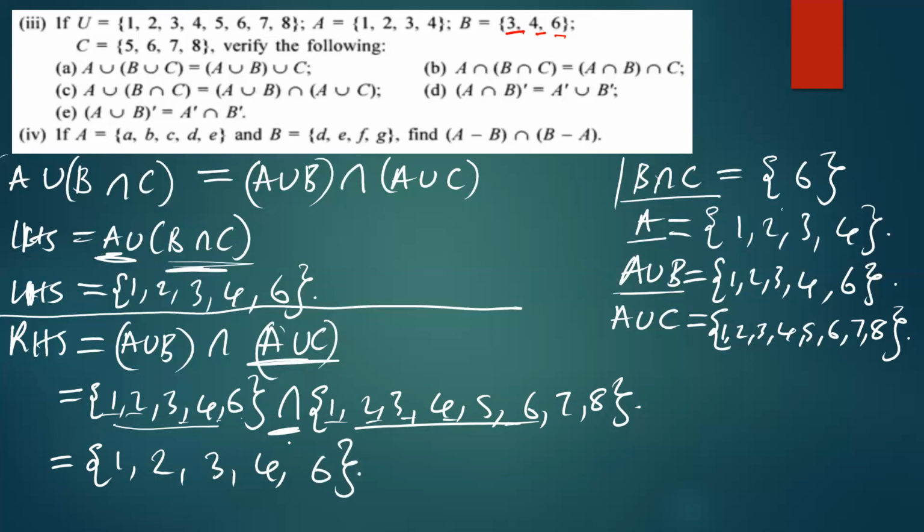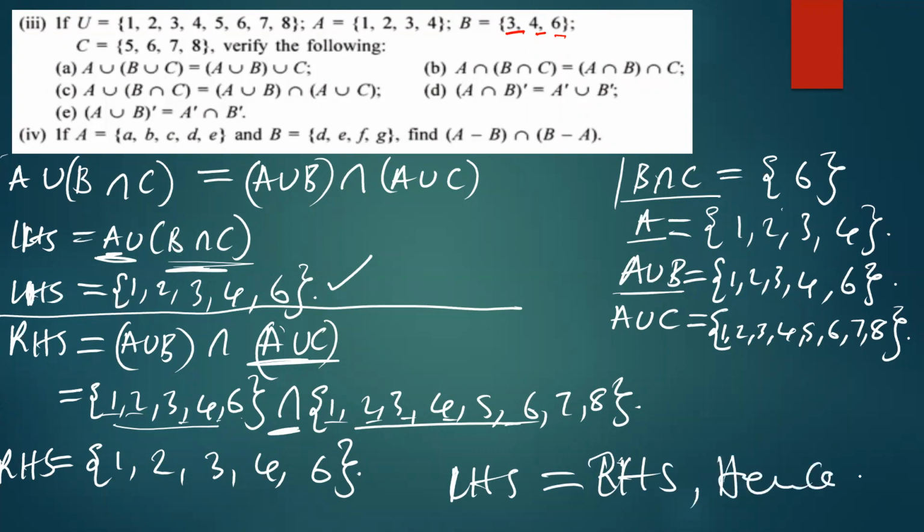Now to verify this, you have to check whether the left-hand side is equal to the right-hand side. How do you check that? You just check the numbers. On the left-hand side, we have 1, 2, 3, 4, 6. Even on the right, we have 1, 2, 3, 4, 6. You can now say the left-hand side is equal to the right-hand side. Hence verified.